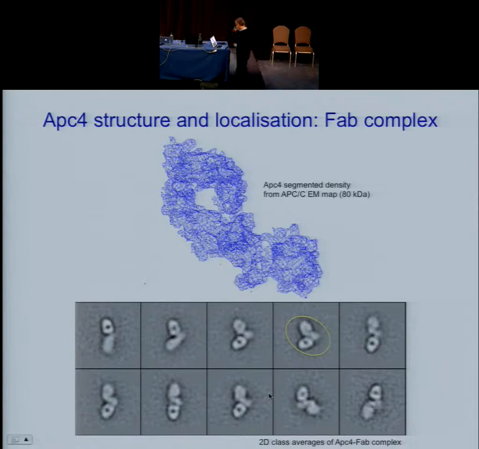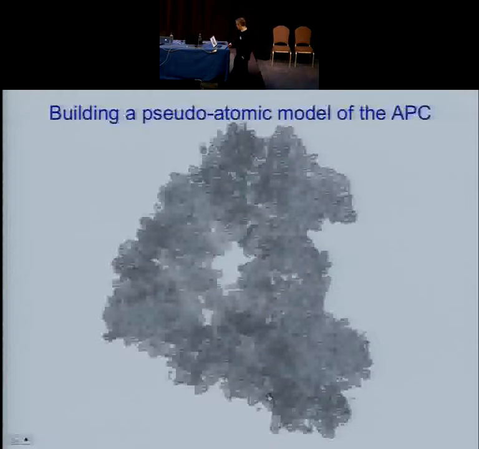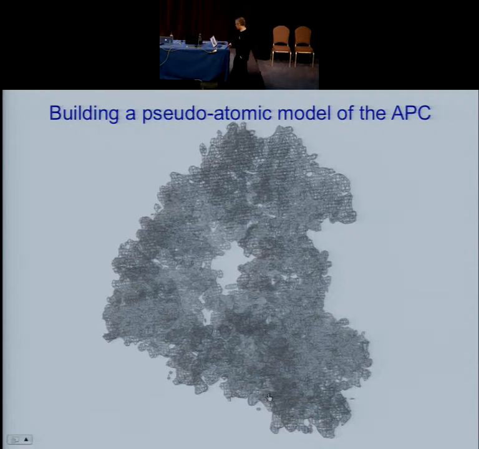So if we put all these data together, the different approaches for docking APC subunits, we can generate this pseudo-atomic model of the APC. This model is now based upon the recombinant S. pombe APC structure, which is still being refined, but is at about 8 angstrom resolution at this current stage.